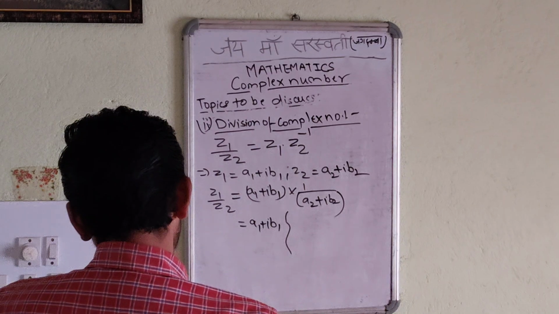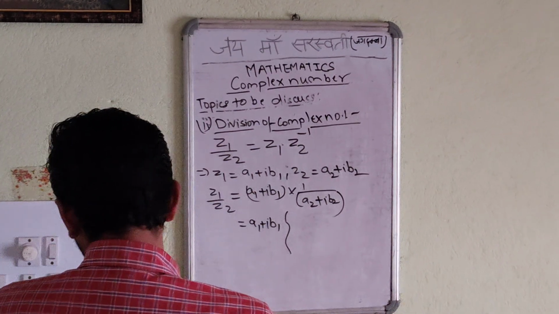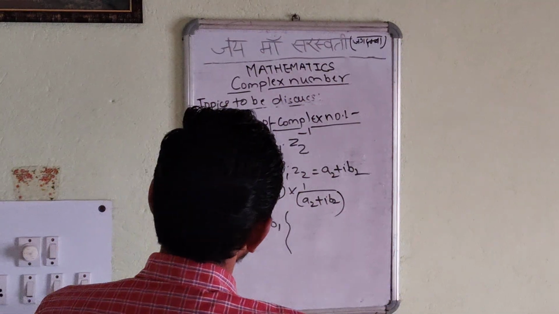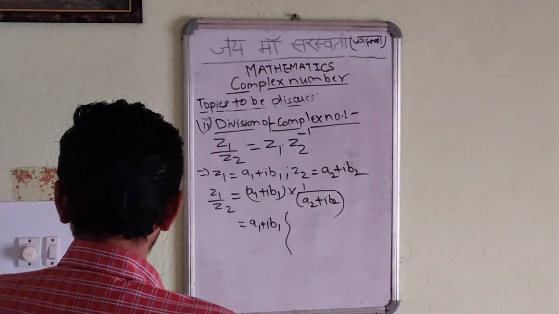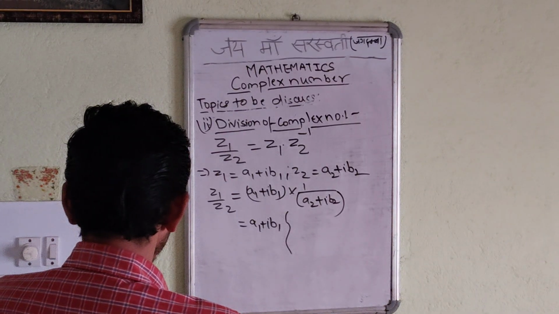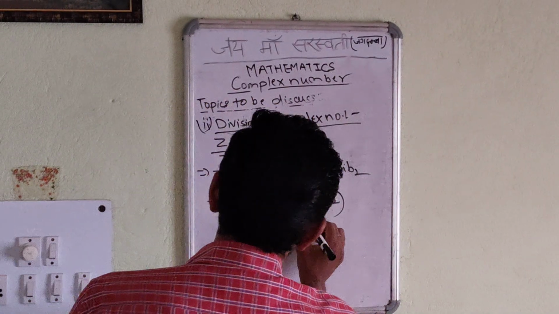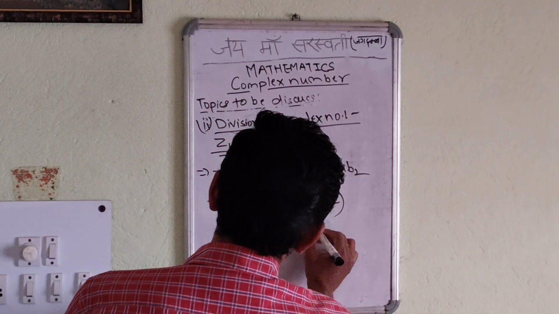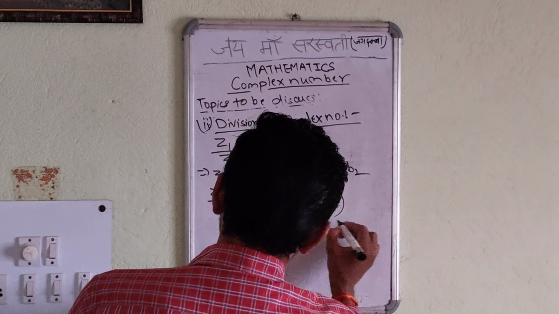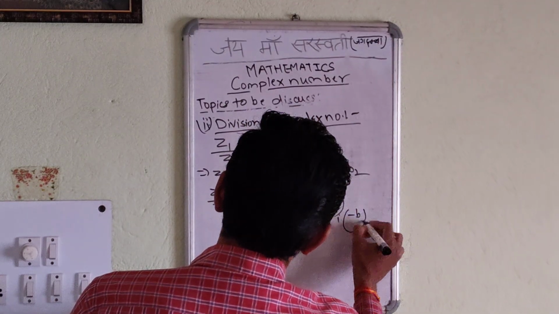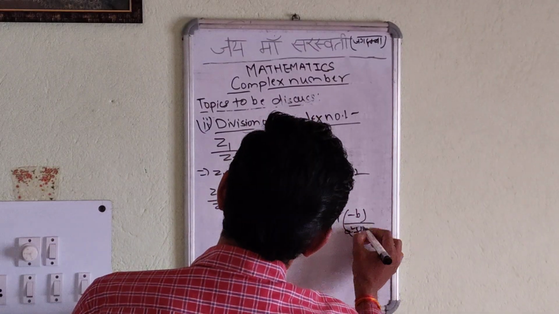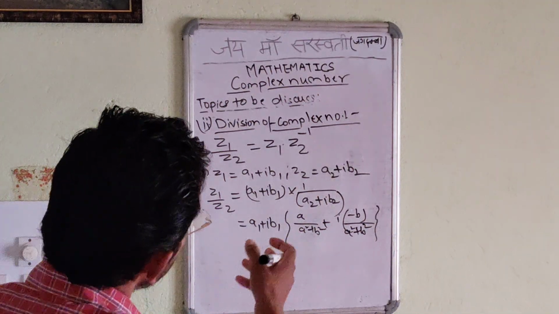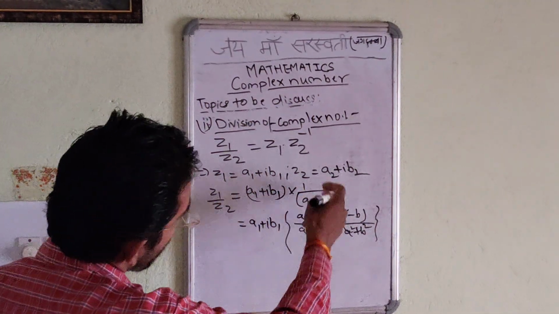Suppose we have to write the inverse formula. We can write z inverse is equal to a by a square plus b square plus i into minus b by a square plus b square. That is the basic formula for the inverse. If you have to write the inverse of z2, we can write it also here.